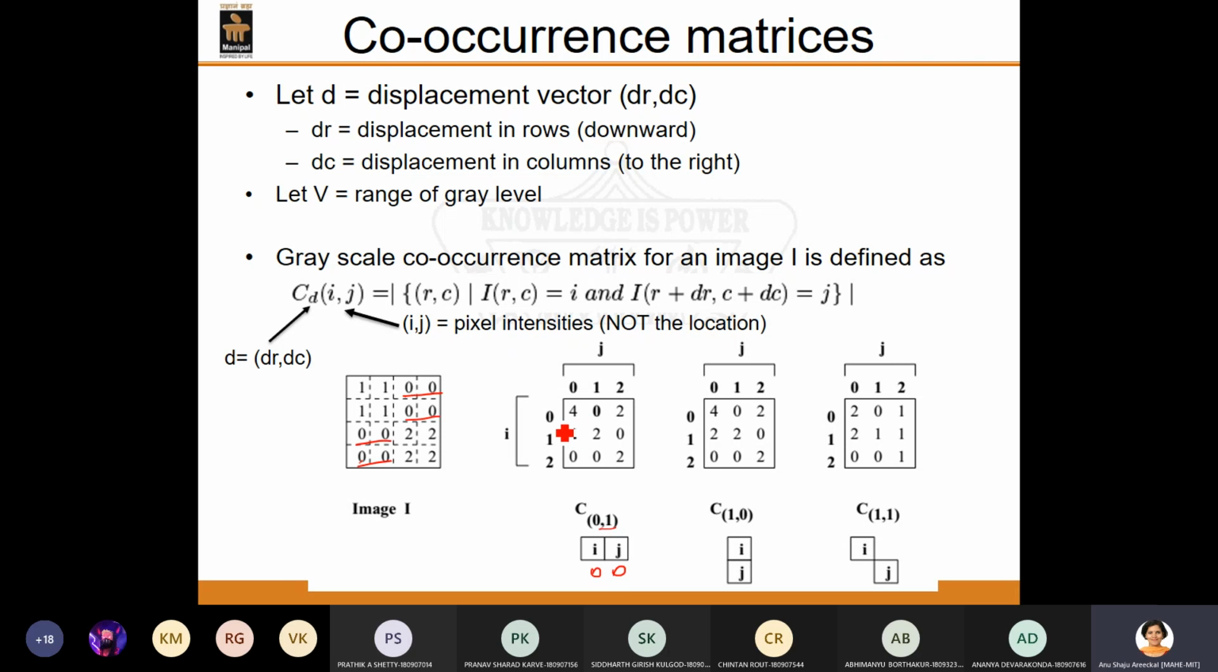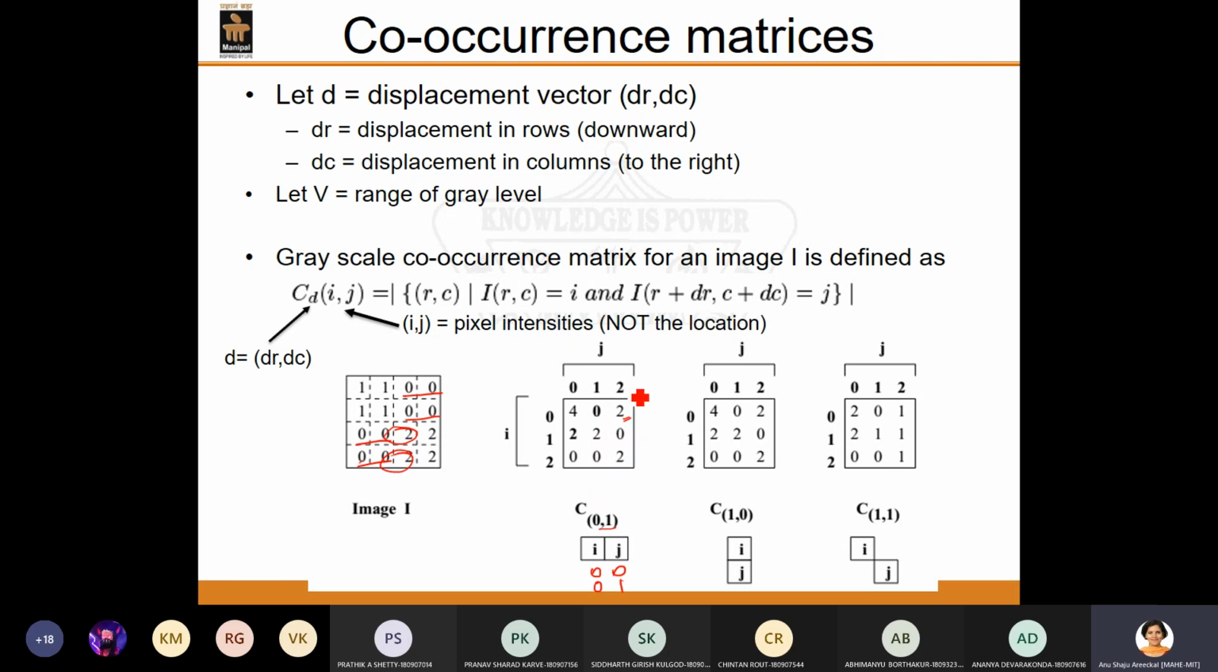Now, if I consider I equal to 0 and j equal to 1 along the horizontal direction, I can see how many times it occurs in this image. As you see, it does not occur together; you do not have a 0, 1 together in this image. So that would be 0. Now, if I look at 0, 2, that would be 2 times: I have one here and another here. So I write 2 over here. This is how the co-occurrence matrix is calculated, and the remaining entries are also filled.